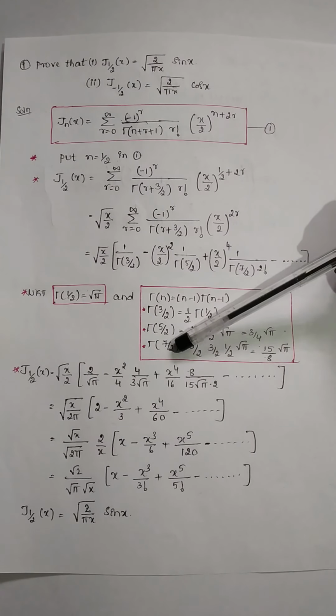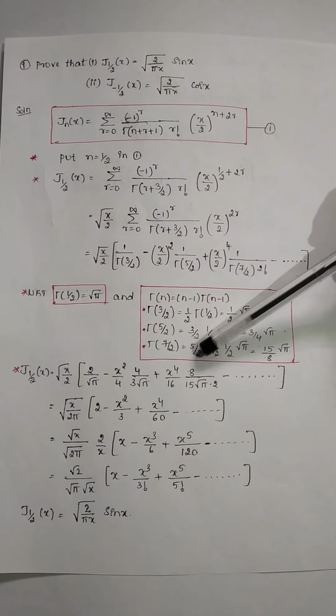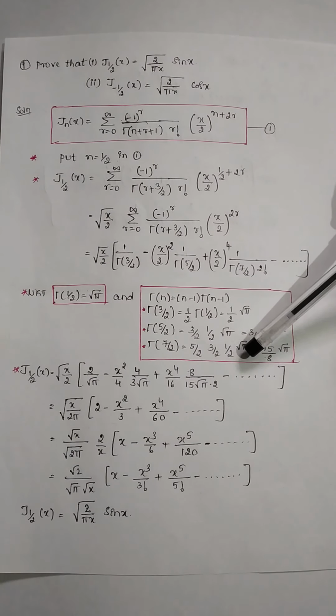So for gamma of 7 by 2, you can write the answer as 5 by 2 into 3 by 2 into 1 by 2 into root pi. That is 15 by 8 into root pi.